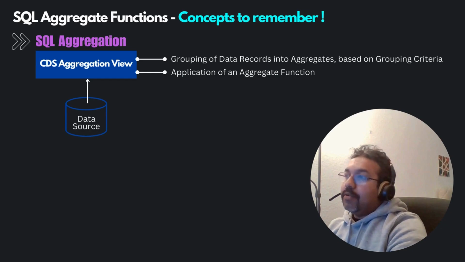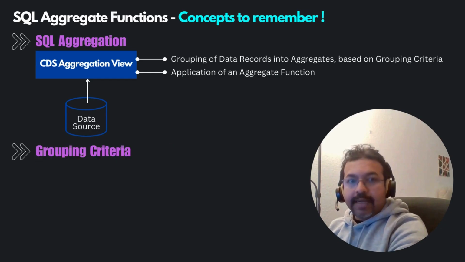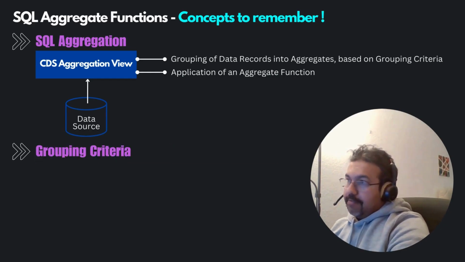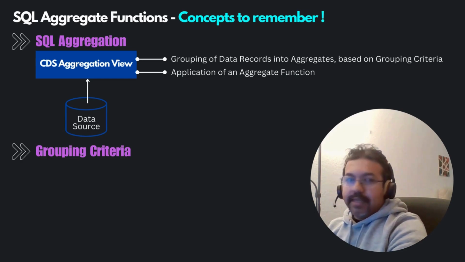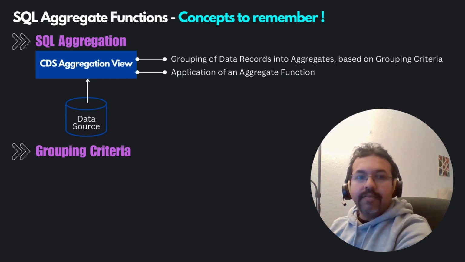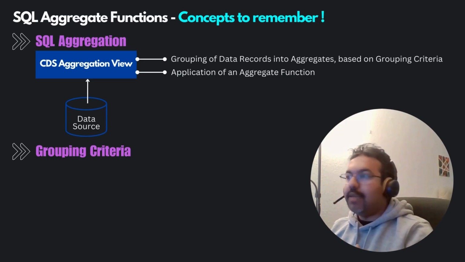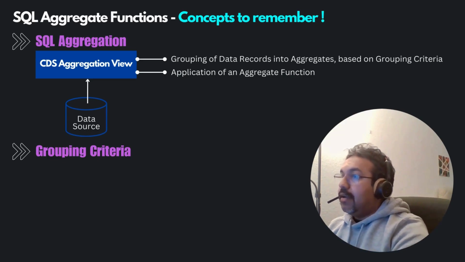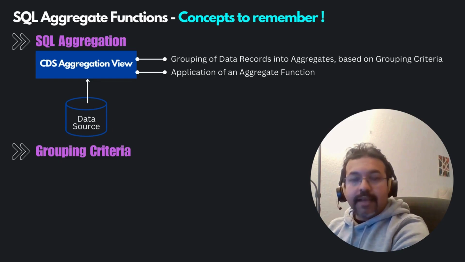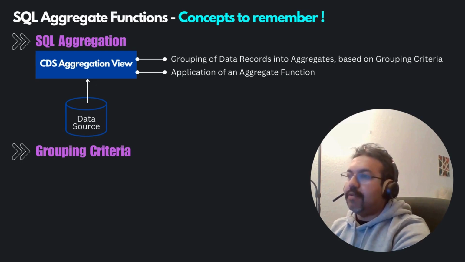And the next important concept that we should know is the grouping criteria. Now, I had grouped my records based on material number. So basically what that means is that all records with the same material number would land up in the same aggregate. You can of course have more than one field in your grouping criteria, right? In our example, we had just one, but there could be more than one, and there would often be more than one field in the grouping criteria.